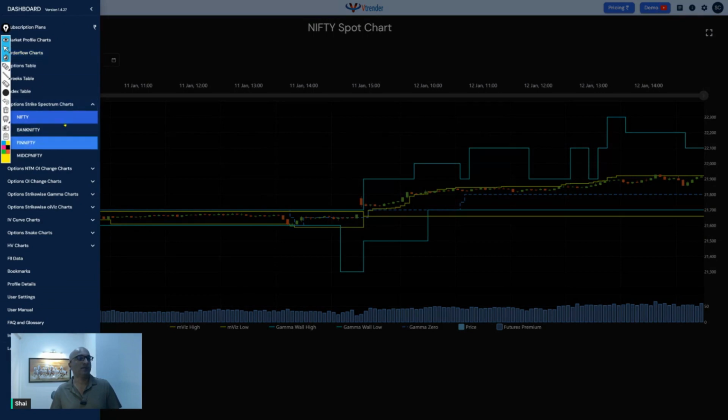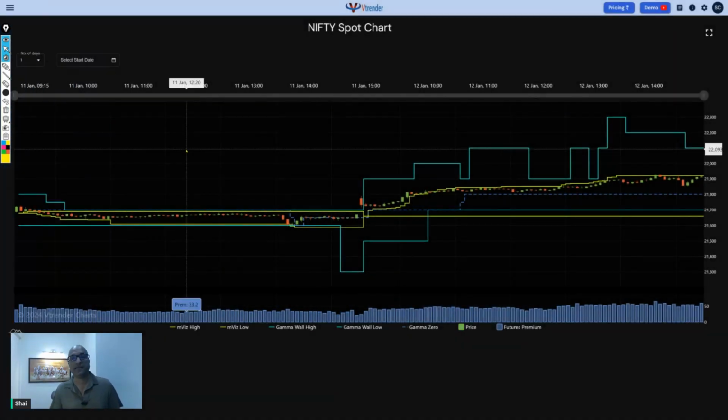Now, what is the spectrum? The spectrum, you will find from your menu. If you scroll down, market profile, order flow, options table, Greeks table, index table, you'll come to number 7 on that list, which is the spectrum. And we have different spectrums for Nifty, Bank Nifty, Fin Nifty, and Mid Cap Nifty.